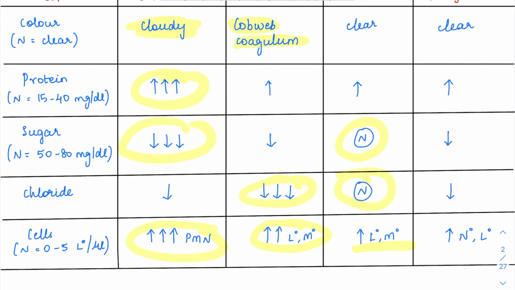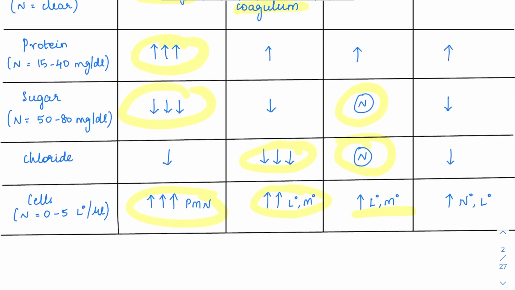Then in fungal meningitis, again it can be a clear or turbid kind of fluid, while the protein will be elevated, sugar will be decreased and chloride will also be decreased. And any fungal meningitis will lead to more of a neutrophilic infiltrate, and if it's a chronic inflammation, it will lead to a lymphocytic infiltrate as well.